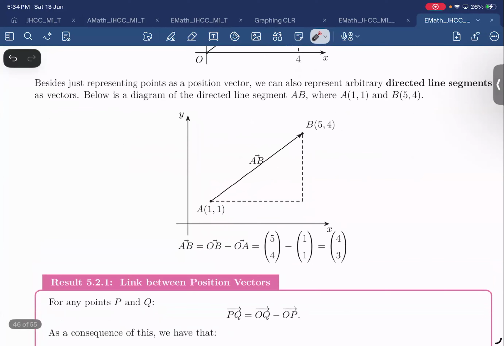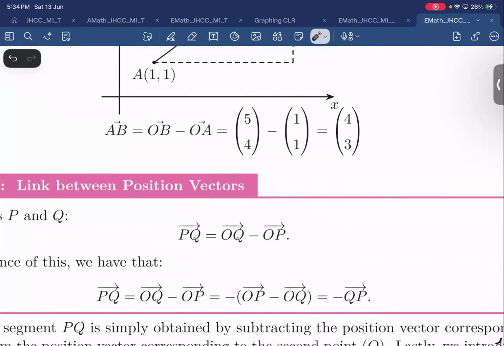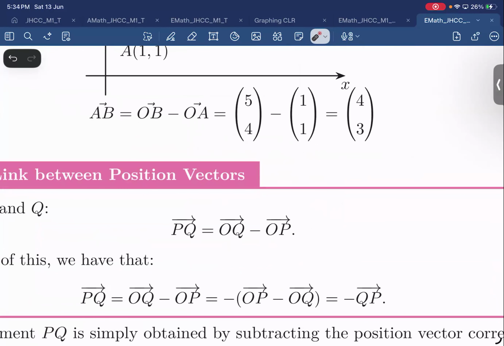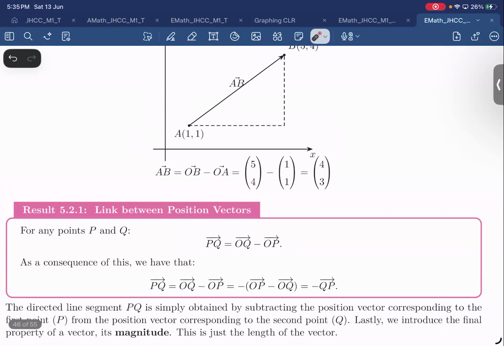Then the most important result, for any 2 points P and Q: PQ equals OQ minus OP. This means you are writing any random vector in terms of the position vectors: the position vector of the second letter, OQ, minus the position vector of the first letter, OP. So second letter minus first letter. Then of course you can say that PQ is minus QP. If you want to reverse the direction of the alphabets, you can just put a minus sign.